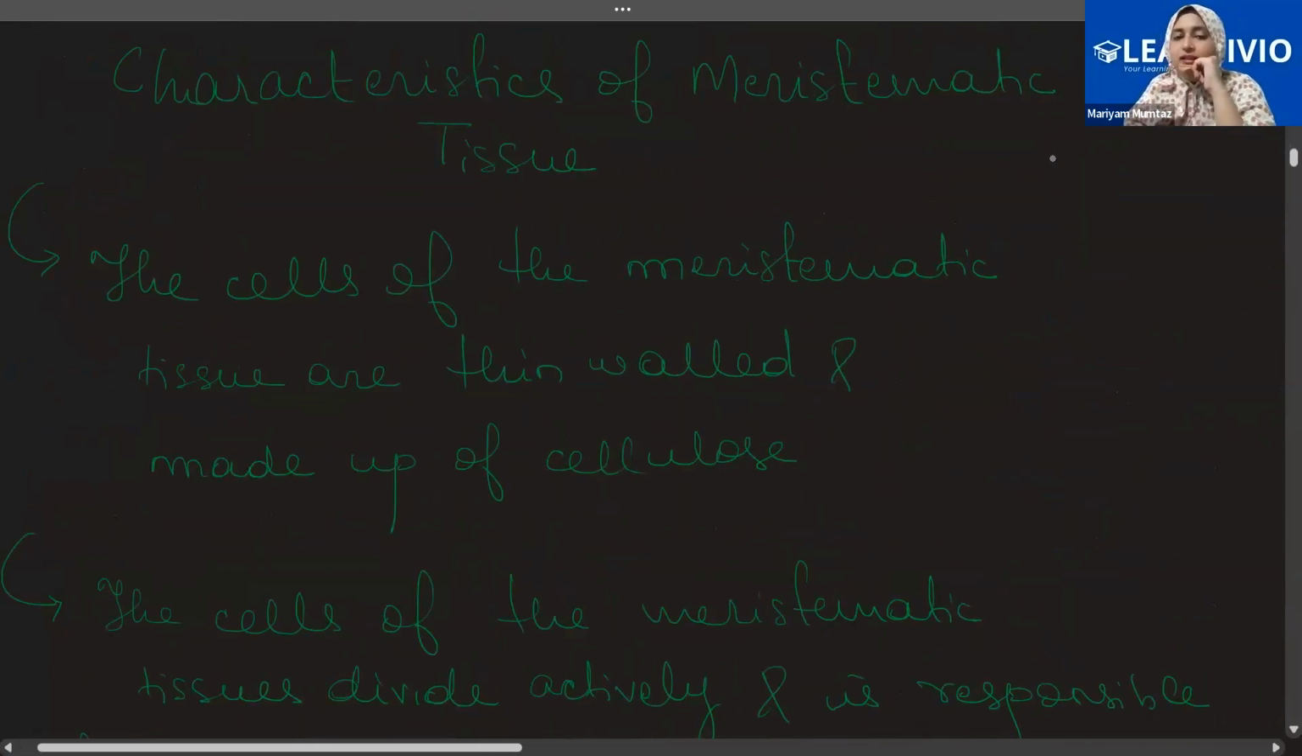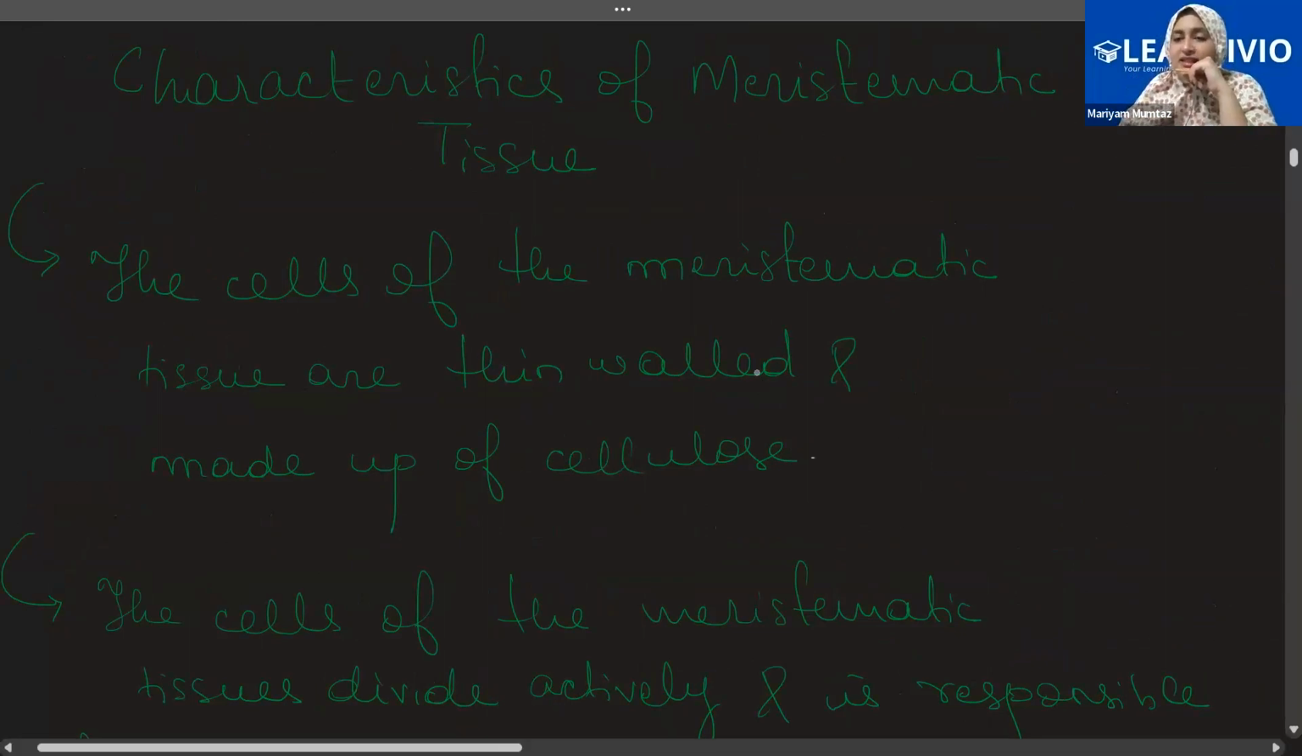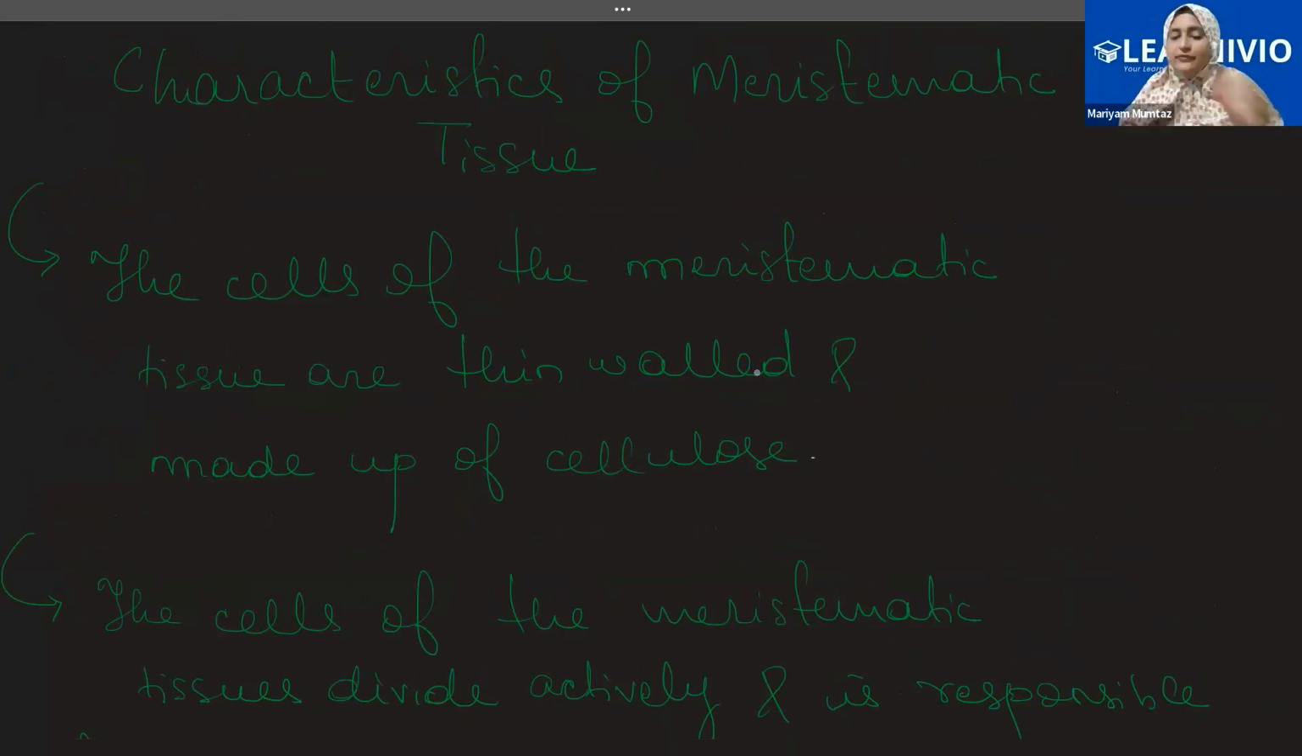Now we know that the tissues are made up of cells, right? So the cells of the meristematic tissue are thin walled. Their walls are very thin and they are made up of cellulose. We know that the cell wall in plants is made up of cellulose, right? We studied this in the fundamental unit of life chapter. So the cells of the meristematic tissue are thin walled and made up of cellulose. This is the first point which is very important and you should know about.